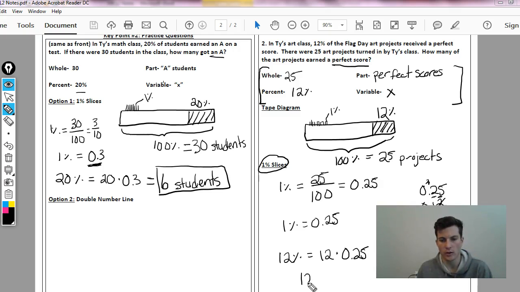So this says 12% of these 25 projects is equal to 3 projects that receive a perfect score. So let me just pause and think, is this reasonable? Well, 12%, that's a pretty small percentage. There's 25 projects, 3 of them got a perfect score. Yeah, that seems reasonable.